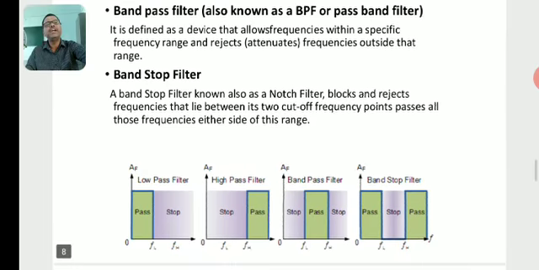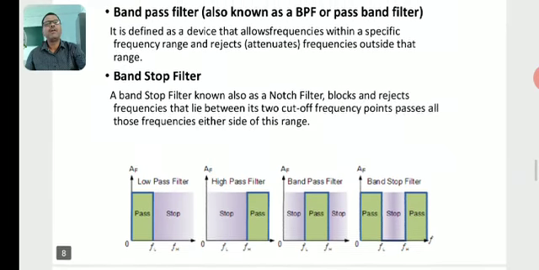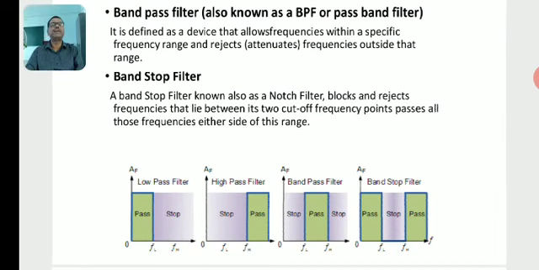Just to see the diagram. So the diagram gives an idea about the low pass filter, high pass filter, band pass filter, and band stop filter. Just see the first diagram, which indicates the low pass filter. That means it allows only the frequency less than a certain cutoff frequency, only the lower frequency range, and does not allow the higher frequency range, so it is called a low pass filter.